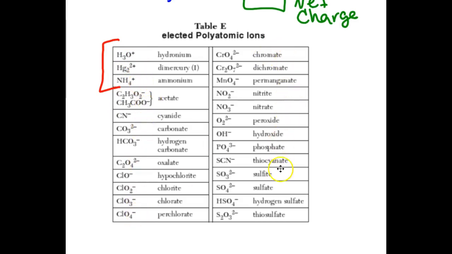Then after those come all of the negative ions. All right, so there, all the positives are first, and then all the negatives are second. The negative ions are in alphabetical order. Well, kind of, they're grouped.